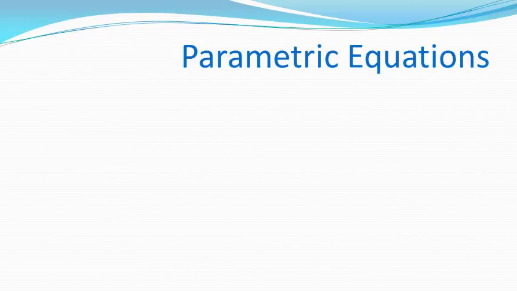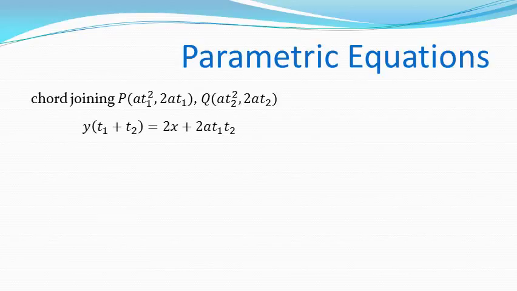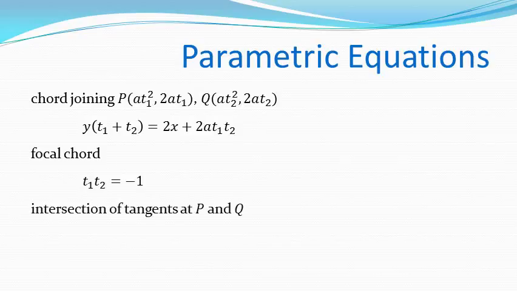Now parametric forms are useful in solving certain questions. If you have to write down the equation of the chord joining two points p and q whose parameters are t1 and t2 respectively, then the equation for that is given by this one. Now this chord will be a focal chord if it passes through the focus of the parabola, which means the condition for the focal chord is t1 times t2 should be equal to minus 1. The tangents at the points P and Q would intersect, and the point of intersection is given by this one: a t1 t2 comma a times t1 plus t2.